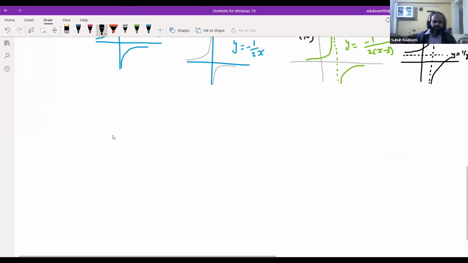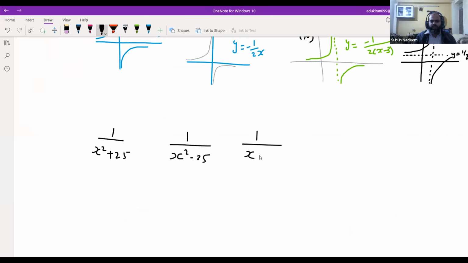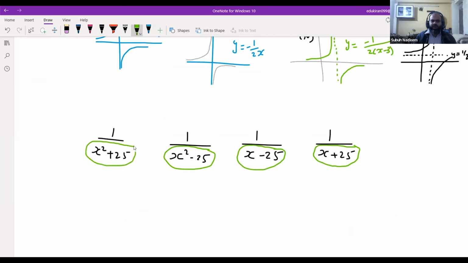Now you have first one, 1 by x square plus 25. Another one, 1 by x square minus 25. Next one is 1 by x minus 25, 1 by x plus 25. So what I just want to know is that the possibility of the denominator becoming 0 makes it undefined. Is it so? Yes, sir. If the denominator becomes 0, then it will become undefined. So here, can the denominator be 0 at any point? No, sir. Yes, at minus 25, it will be 0.